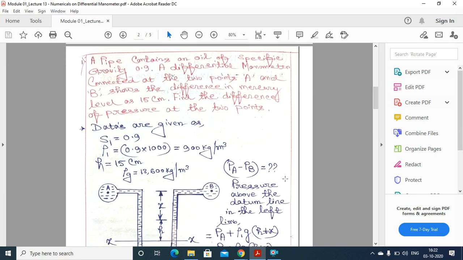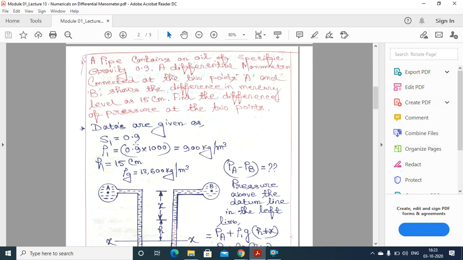So first of all, from this numerical we have to note down what data has been given. First of all, the pipe contains an oil of specific gravity 0.9. That is the specific gravity of the liquid contained in pipe A and pipe B. So we can write here that S1 is equal to 0.9.